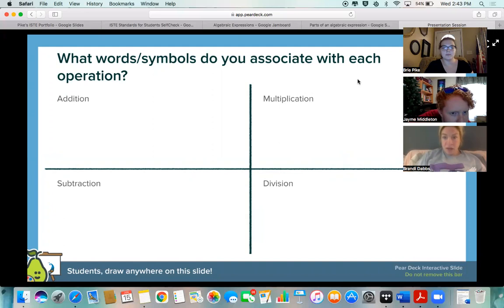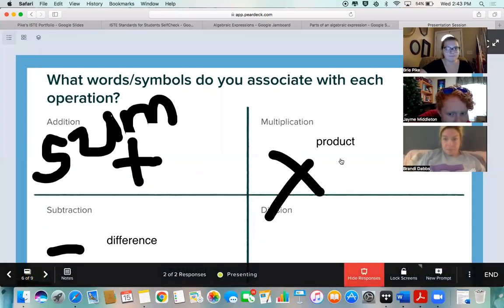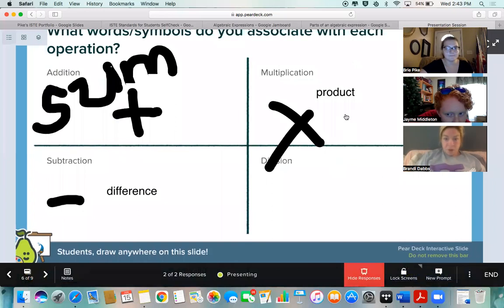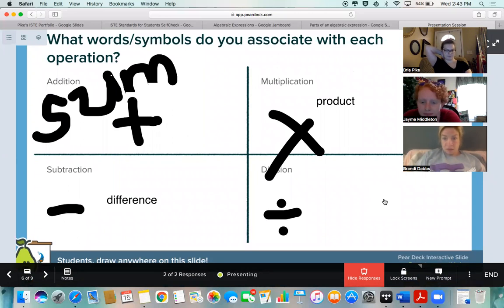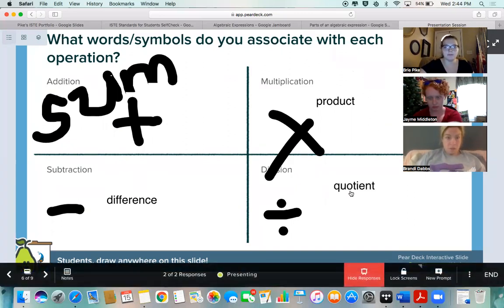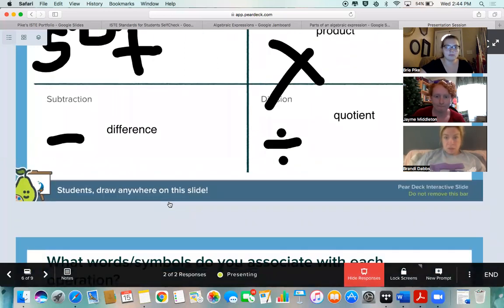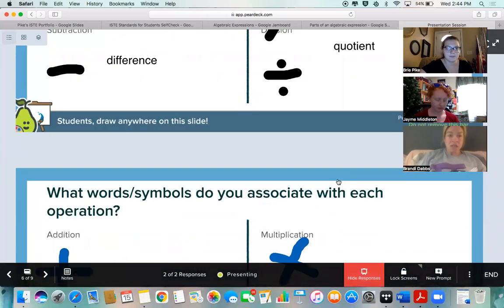Can everyone see what I'm writing or just me? They can see it in a minute. I'm not showing it right now. Hold on, I'm not done yet. Miss Pike, can you see mine? I don't see mine on the screen. Are you typing? No, I drew. Oh, there it is. I put symbols and words.